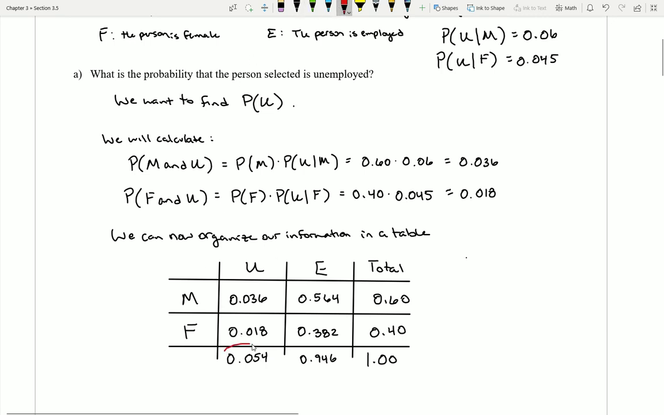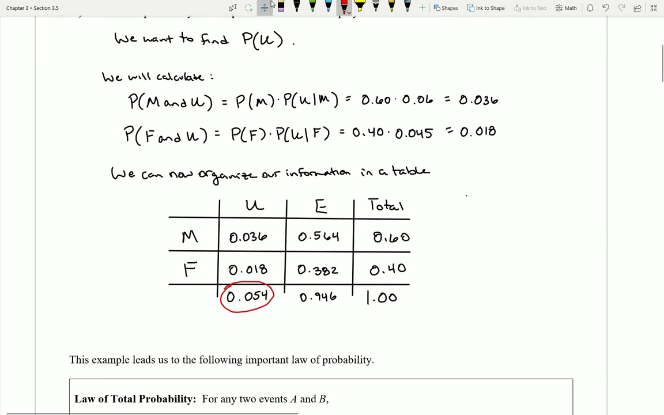So here it is. This is the value that I'm looking for. So I can go ahead and then say that the probability of U is equal to 0.054. We got it. That's easy to see. Notice that I actually was able to find that value by taking the men that were unemployed, the women that were unemployed, and kind of just adding those results together.